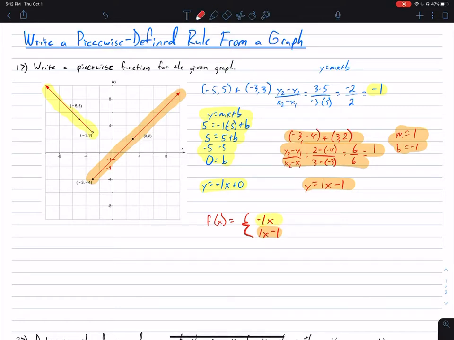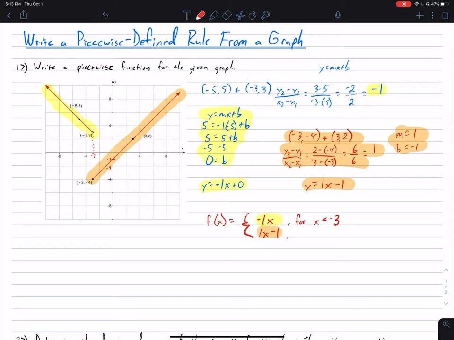Now what I need to state is for when each is true, for what x values we're looking at. This negative 1x starts at negative 3, and we're going left. So we want the numbers that are less than negative 3. So x is less than negative 3. I'm only going to write the less than symbol because I have an open circle at that negative 3.